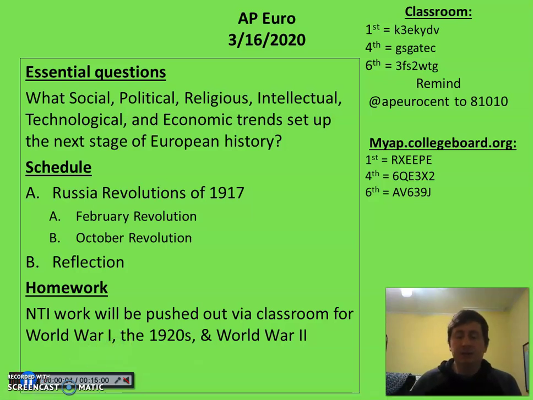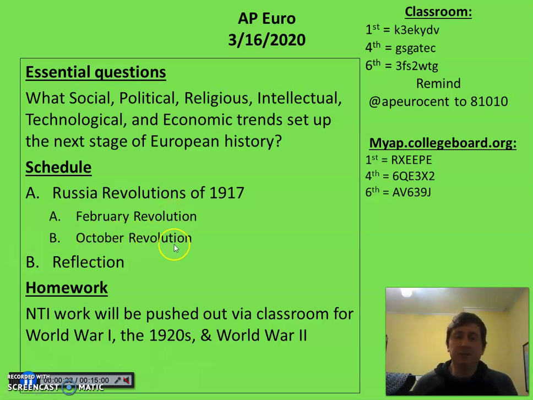Today we're talking about the Russian revolutions of 1917. Actually, talking about two revolutions: the February Revolution and the October Revolution. The February Revolution, that's the liberal revolution, where you get things like suffrage and freedom of speech, things like that we've seen in other revolutions.